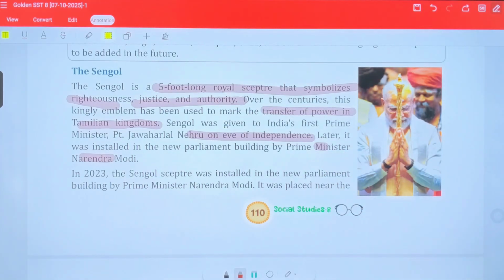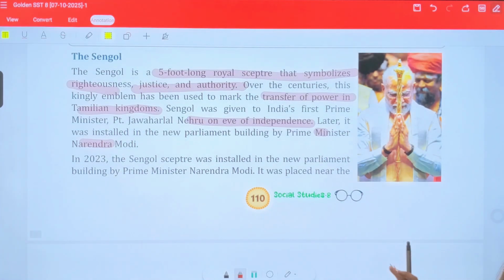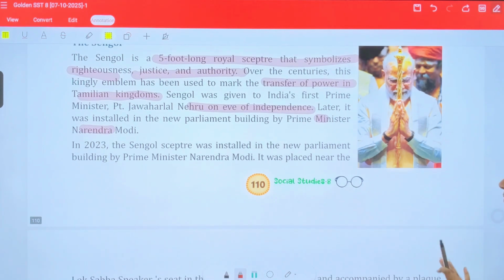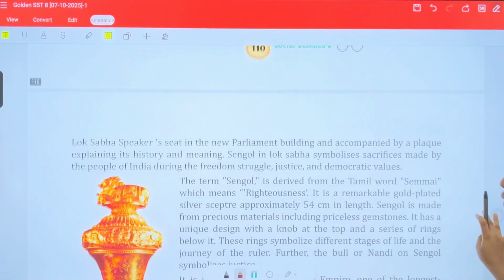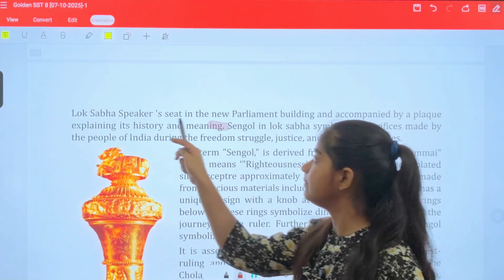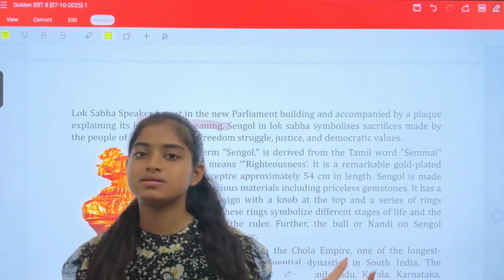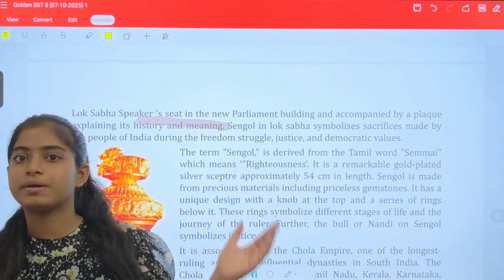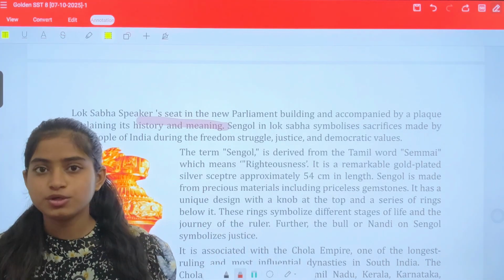In 2023, the Sengol scepter was installed in the new parliamentary building by Prime Minister Narendra Modi. It was placed near the Lok Sabha speaker's seat in the new parliament building and accompanied by a plaque explaining its history and meaning. They said new parliament building because the new parliament has formed, Lok Sabha and Rajya Sabha. I'm sure you would know that.